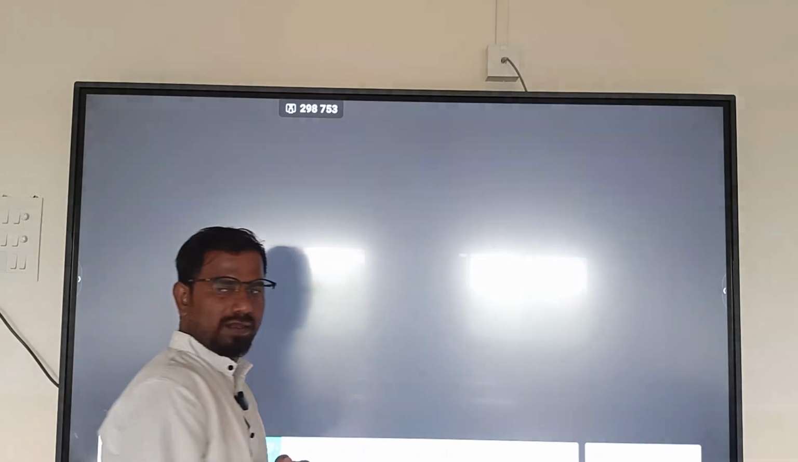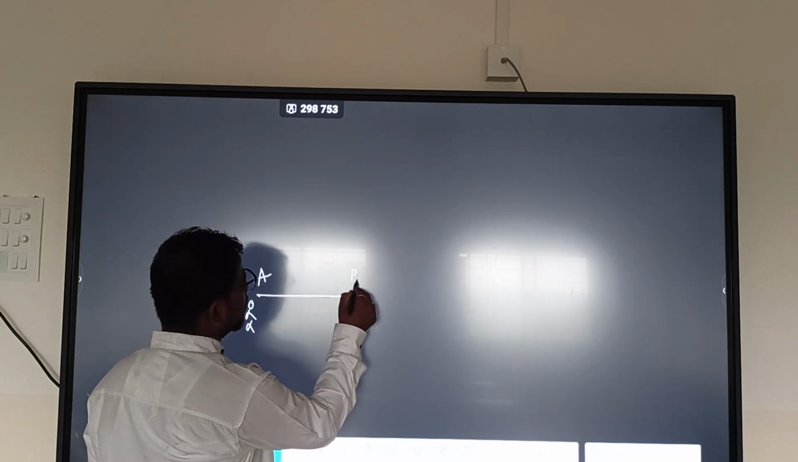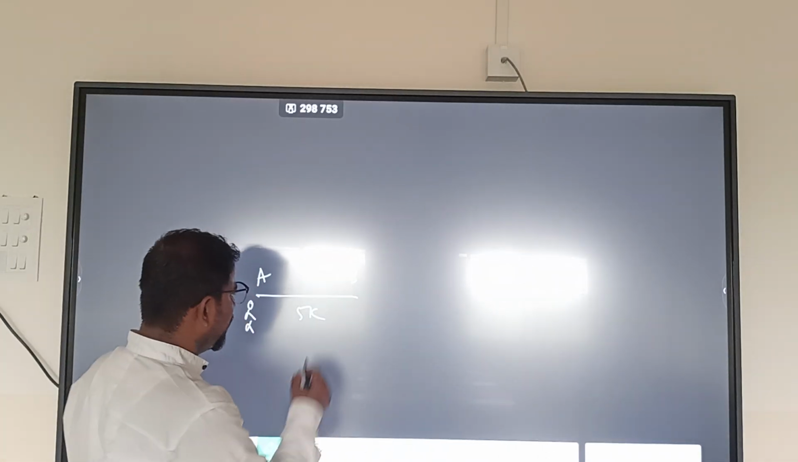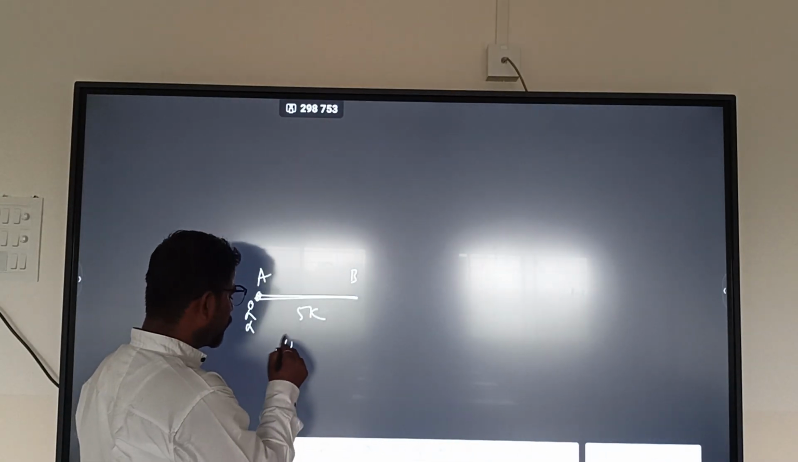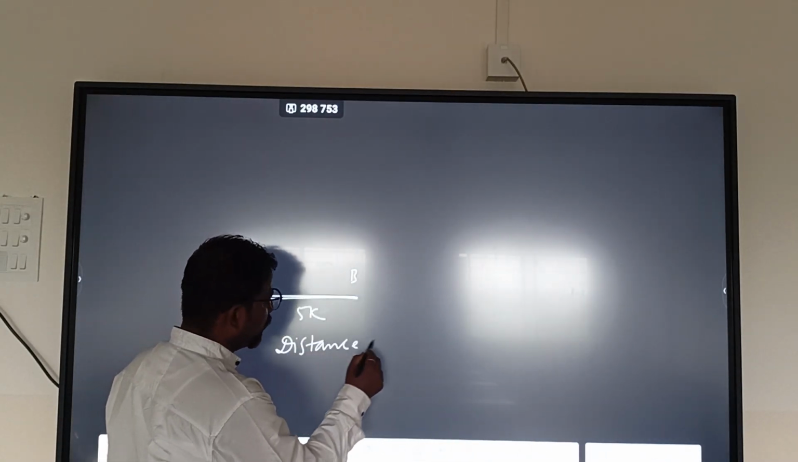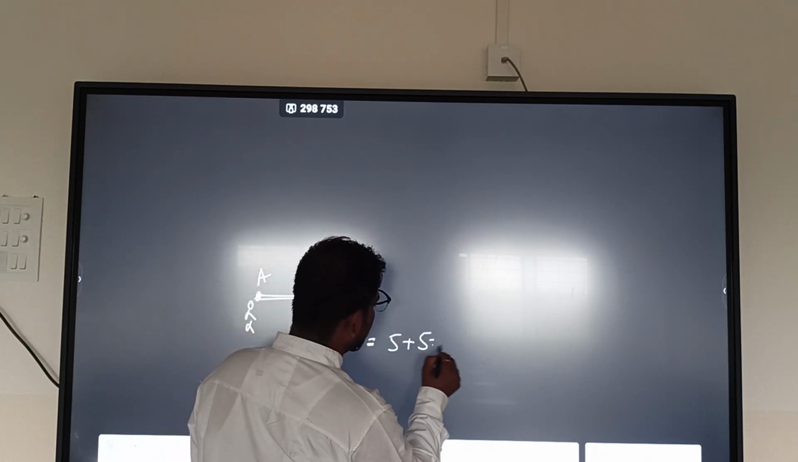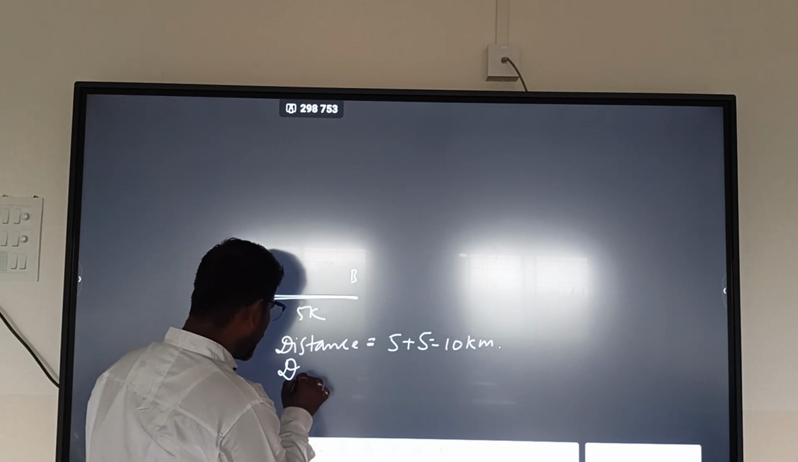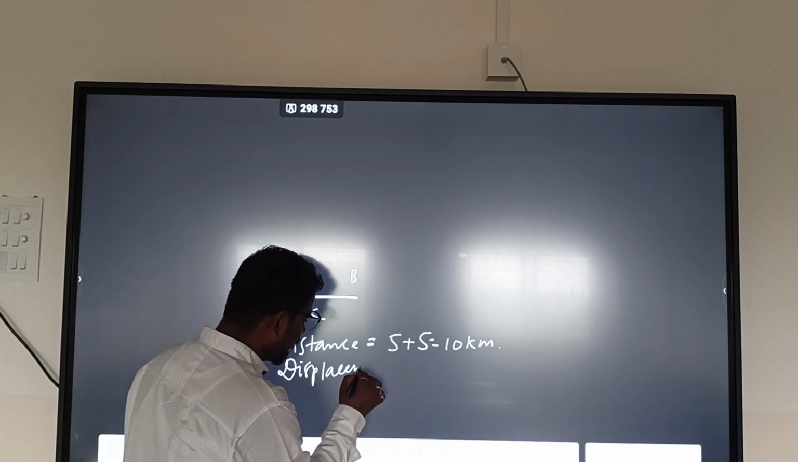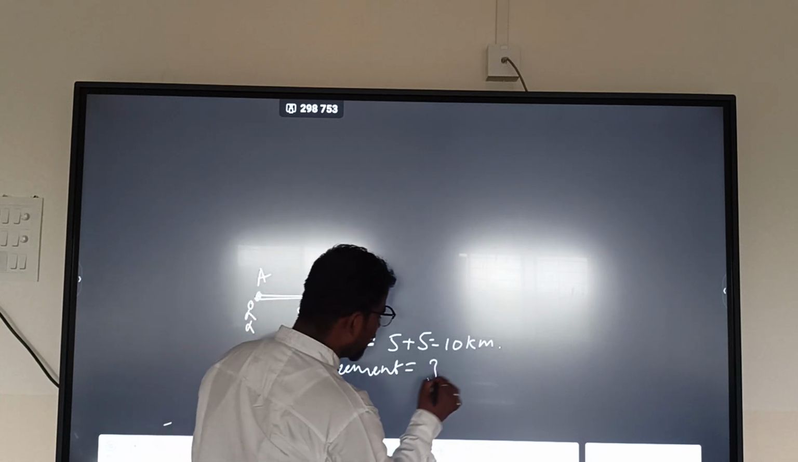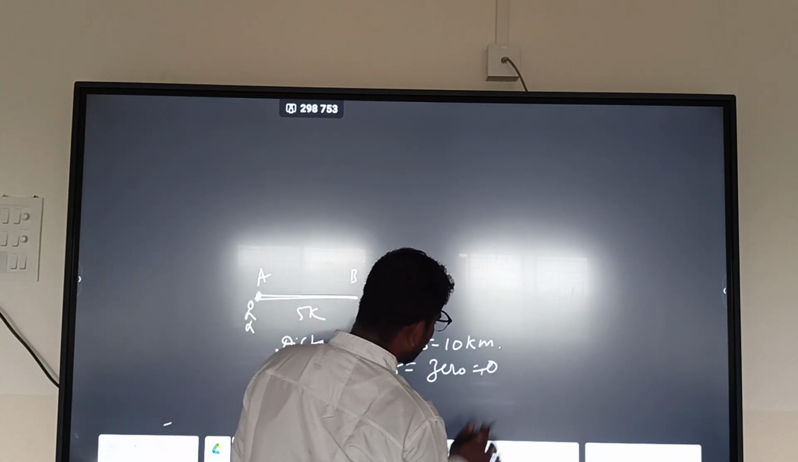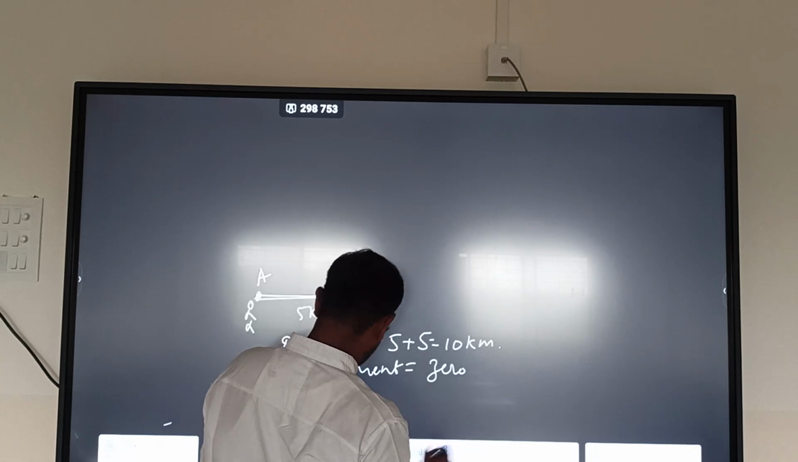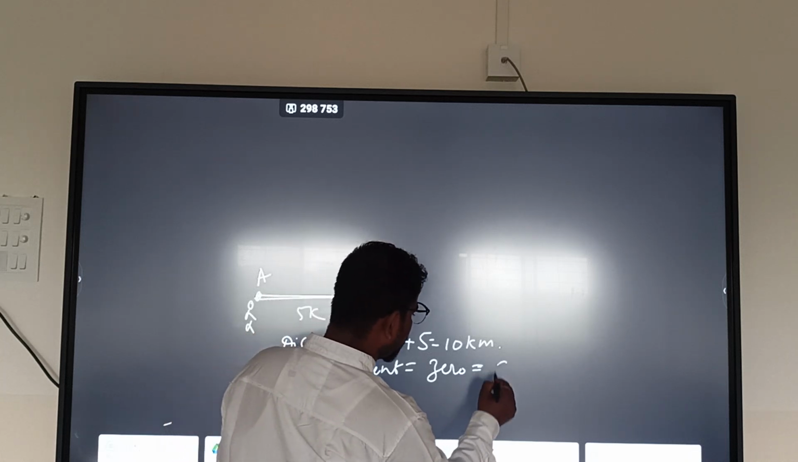Now we will come to how distance and displacement work. See here, a person is walking from A to B, 5 kilometers. Okay, he comes back to his original position. So here the distance will be 5 plus 5, 10 kilometers. And displacement will be what, beta? Please tell me. Zero, no, he comes to his original position.